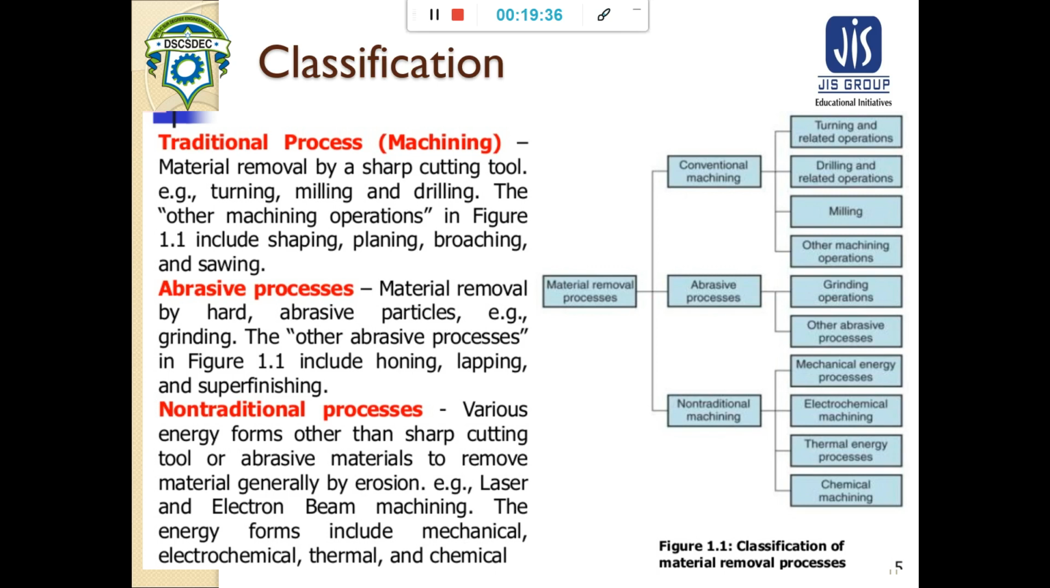For example, an abrasive process example is grinding. And in non-traditional processes, various forms of energy, other than a sharp cutting tool or abrasive materials, are used to remove the material, generally by erosion. So this is our non-traditional process.